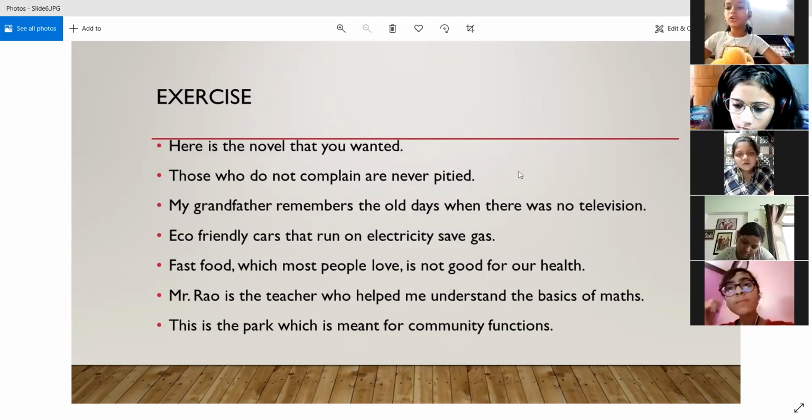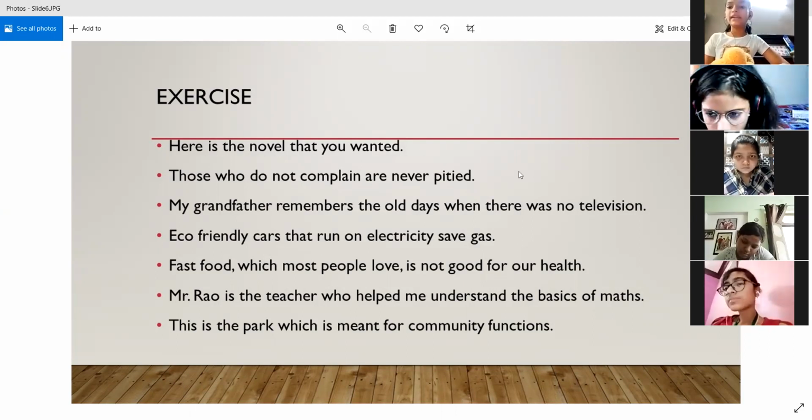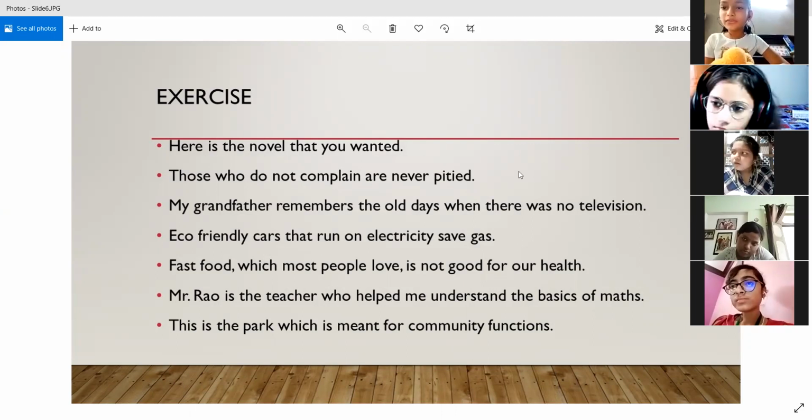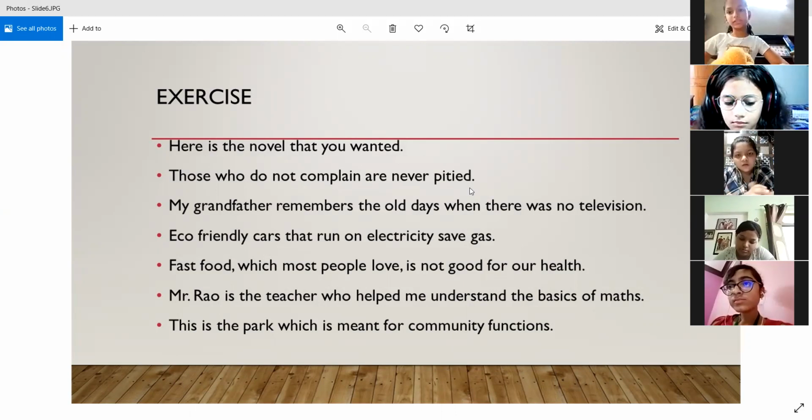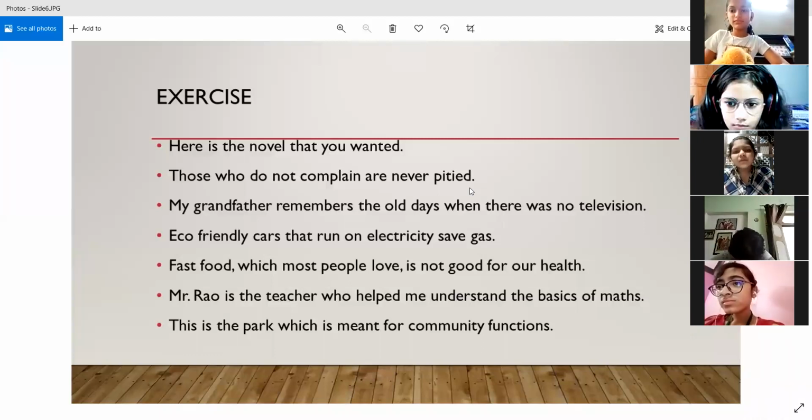So it will be "who do not complain." Because it is explained that "who are never pitied." Who are the people that are never pitied? From pity, it is when we feel pity for someone, right? Because the sentence is in the passive way, pitied has been used, because we start using the third form of the verb, right? Yes, sir. Thank you, sir.